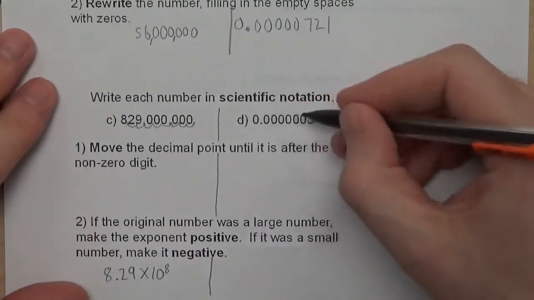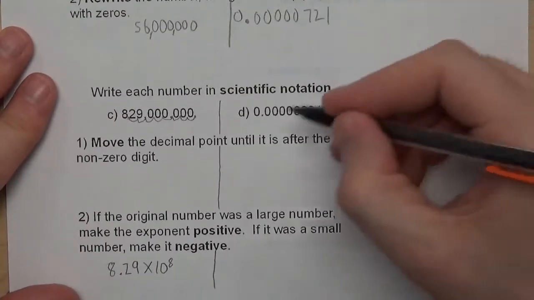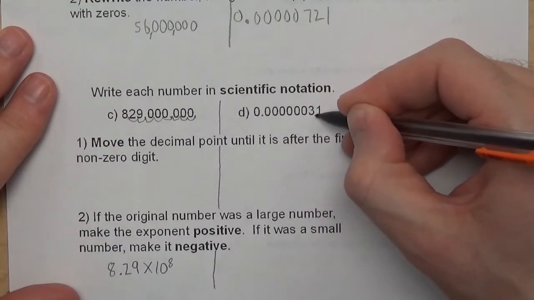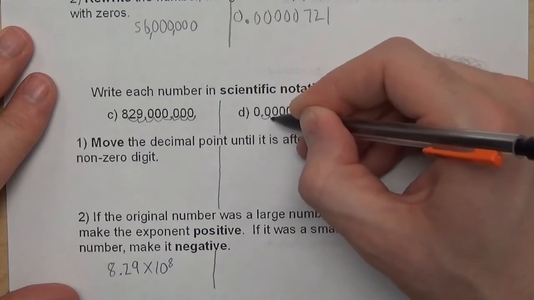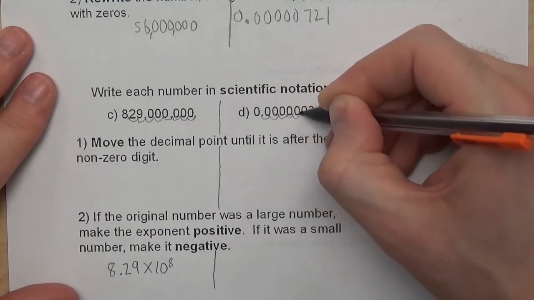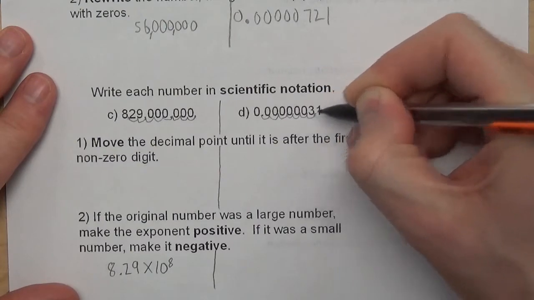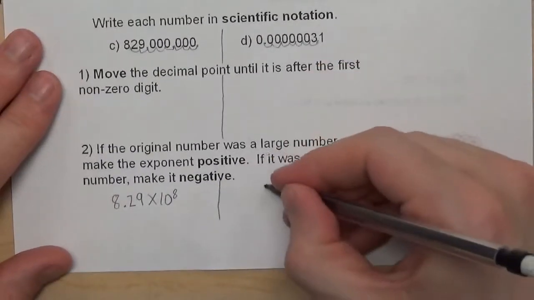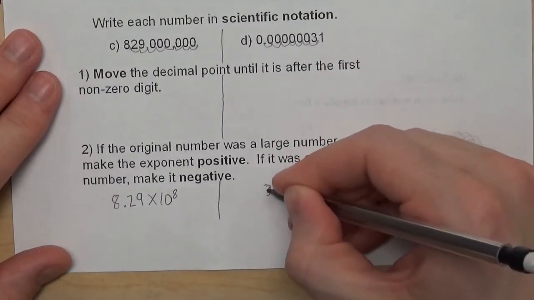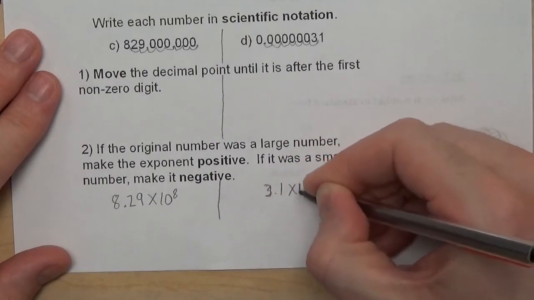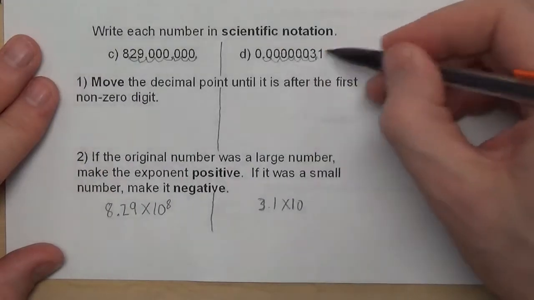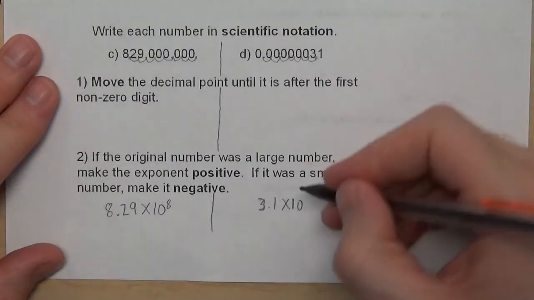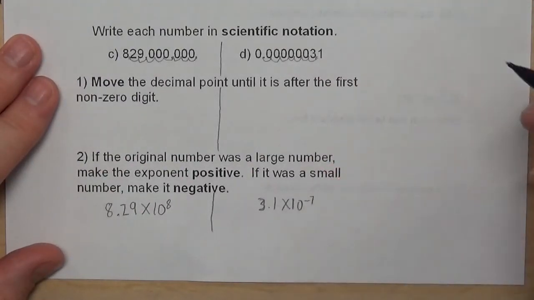So if it's a large number like that, it's a positive exponent. For this next one here, our original number is a very small number. We're still going to move until we end up after the first non-zero digit, right there. So we're going to go 1, 2, 3, 4, 5, 6, 7 spaces. So this is going to be 3.1 times 10, either to the positive 7 or negative 7. But because this was originally a very small number, we know it has to be a negative exponent. So times 10 to the negative 7th power.